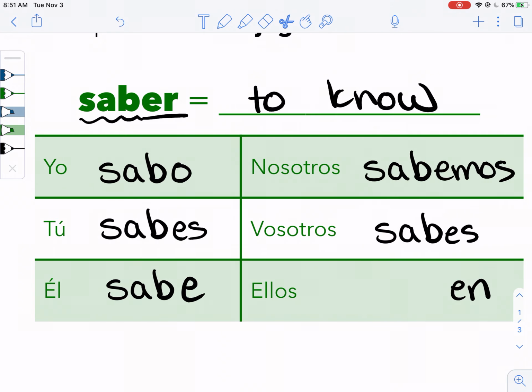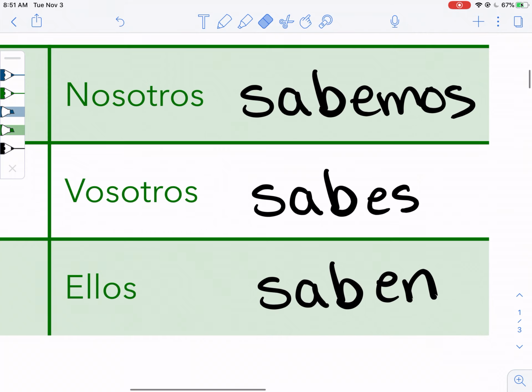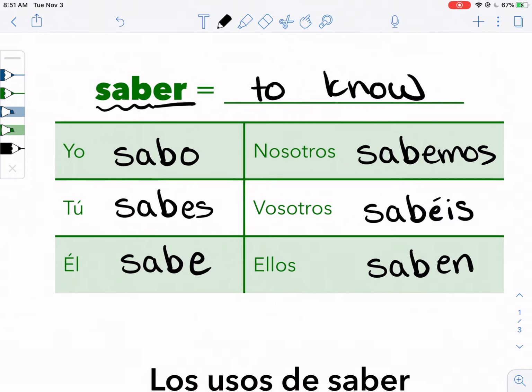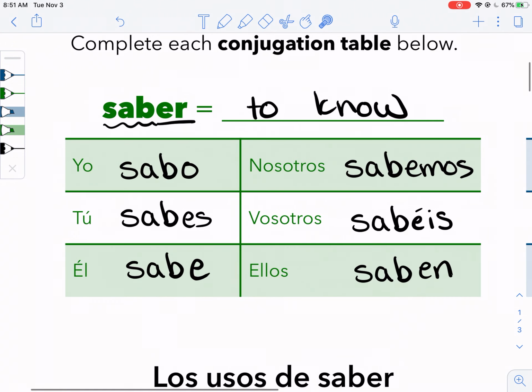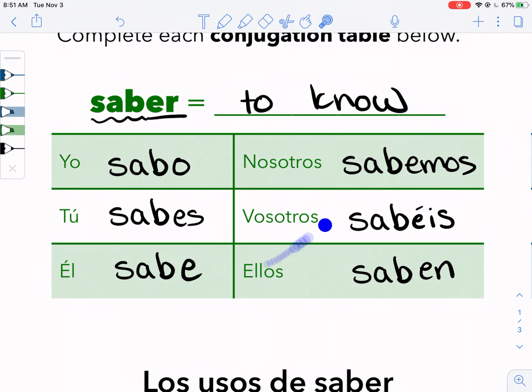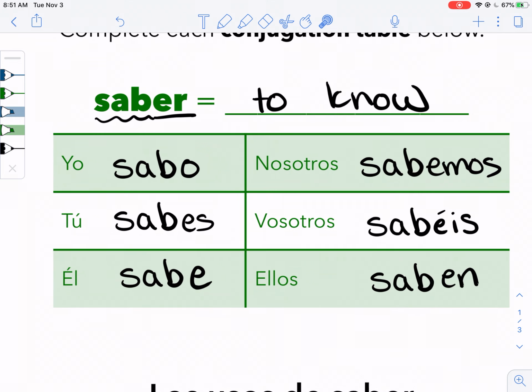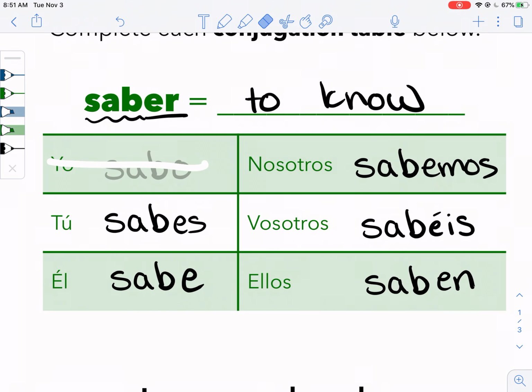You first do the ending, and then you add the stem, and then you also notice that you did the vosotros one wrong. That should be E with an accent, I-S. So isn't that great? You say sabo, sabes, sabe, sabemos, sabéis, y saben. That's fantastic, except for this is wrong.